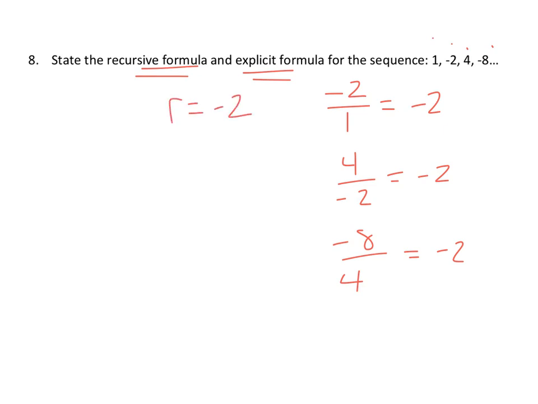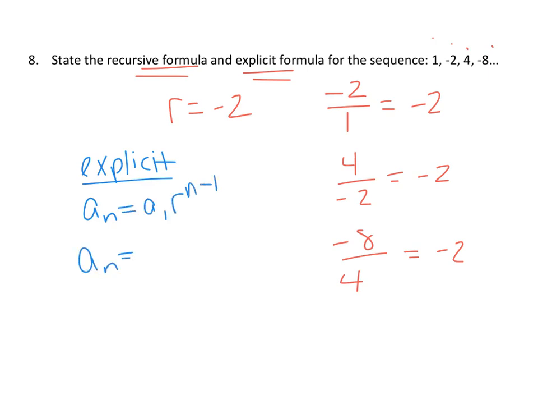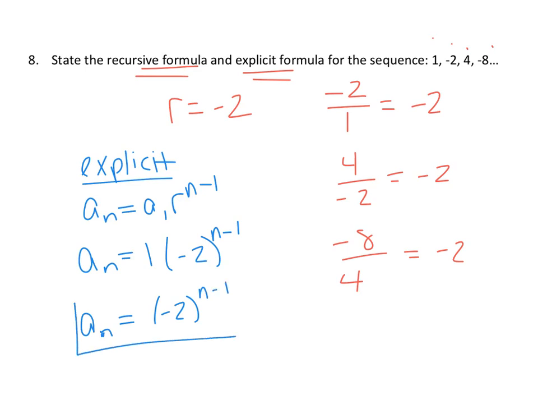So if I want my explicit, this one's the easiest one to do because it's on your reference sheet. I'm going to write this off the reference sheet, and then I'm going to plug in a1, which is 1, and then r, which is -2, to the n minus 1. Honestly, I don't need the 1 there. I'm just going to simplify this by writing it as -2 to the n minus 1. So that's the explicit formula.